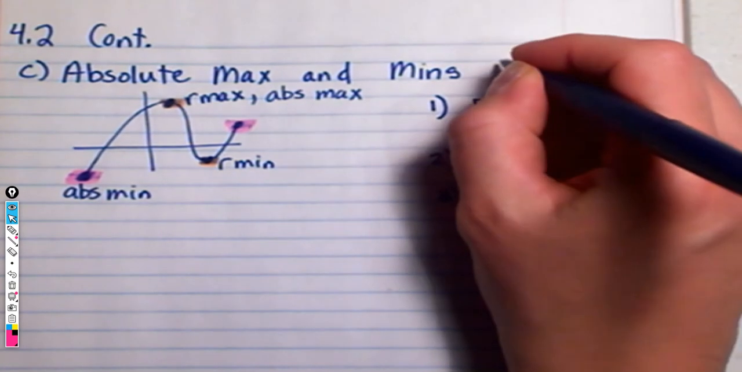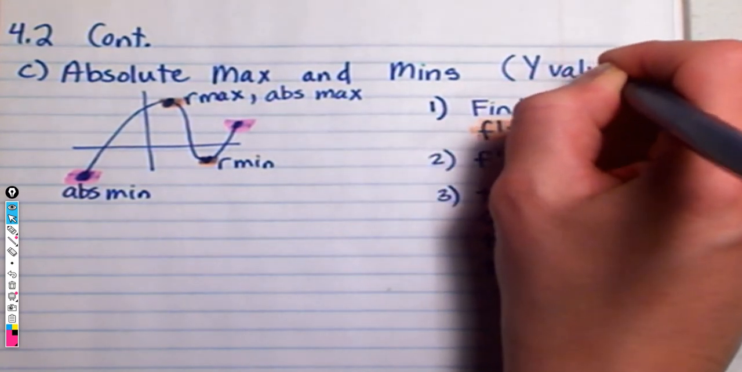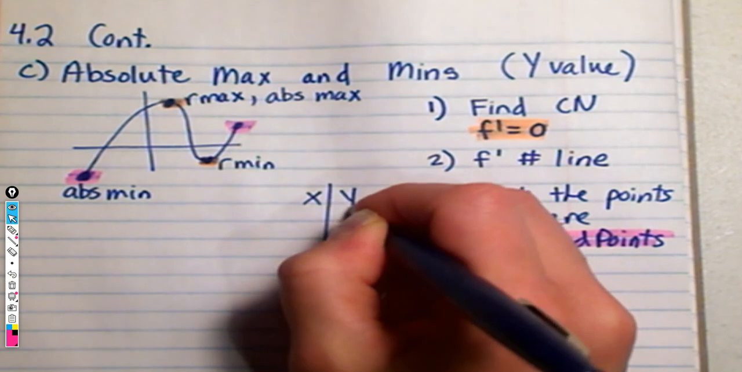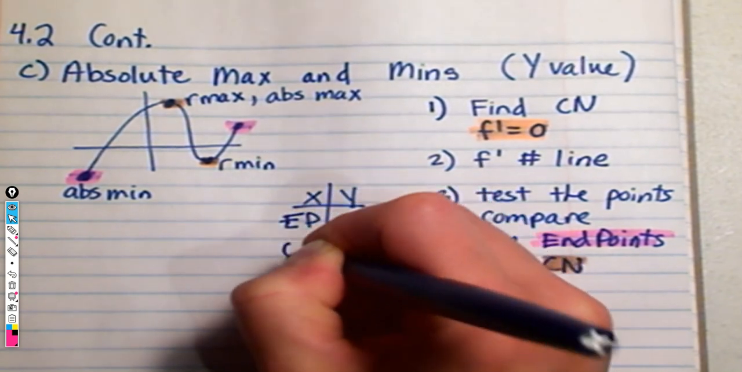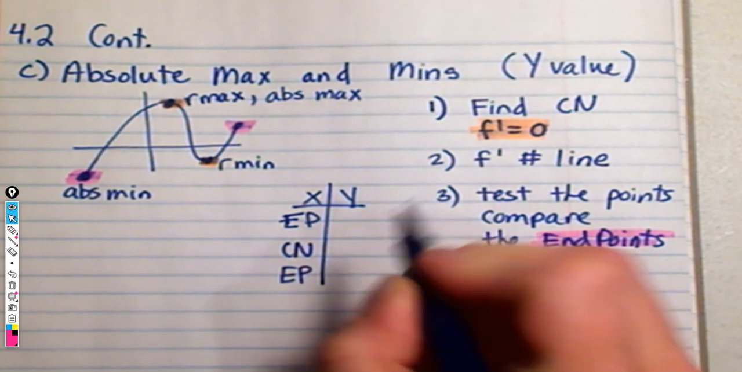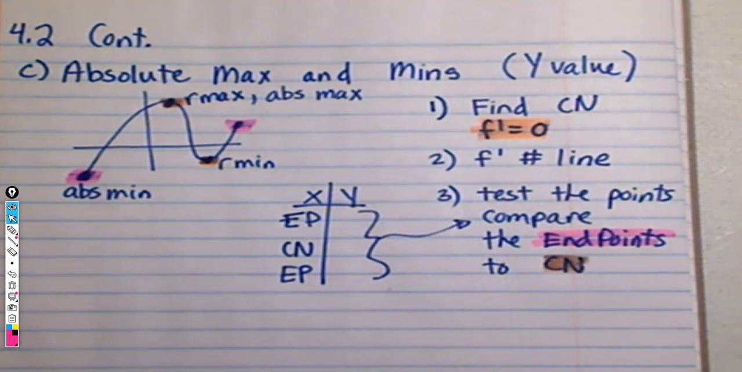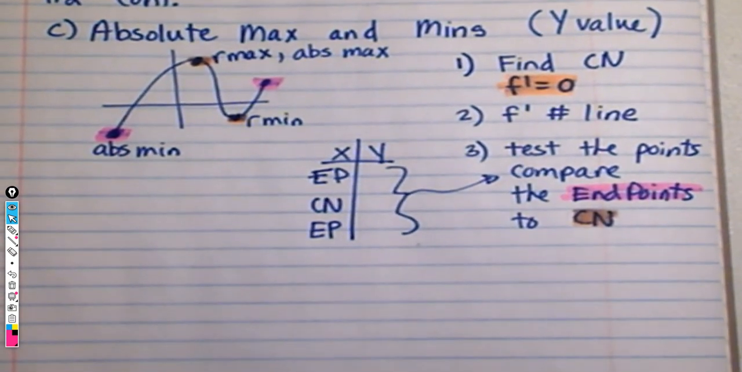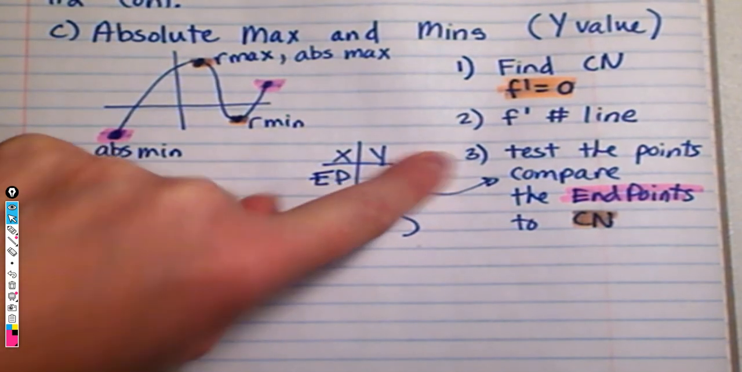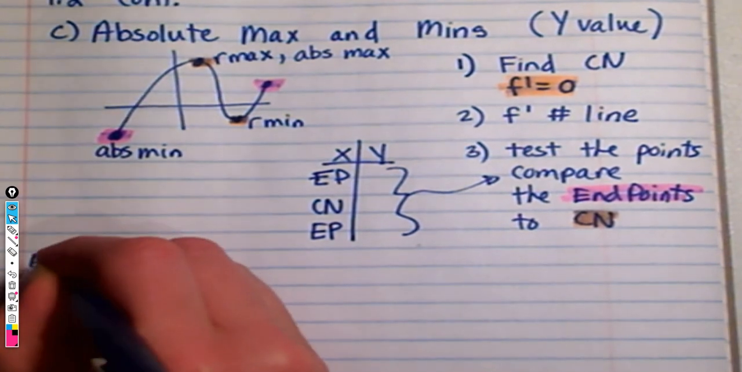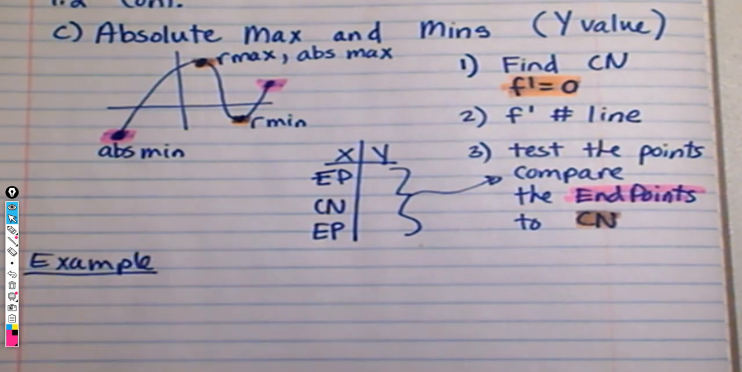All right, so the maxes and mins are actually the y values, which is why we need to test the points. When we test the points, endpoint, critical number, endpoint, we are comparing the y values here. Notice that instead of doing calculus-based conclusions, we're just comparing the points. So step 3 is the only step that is different.